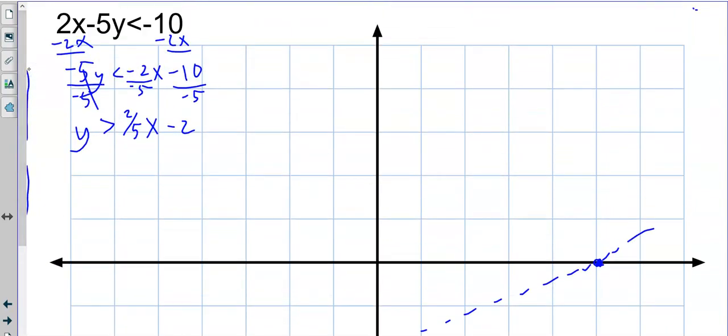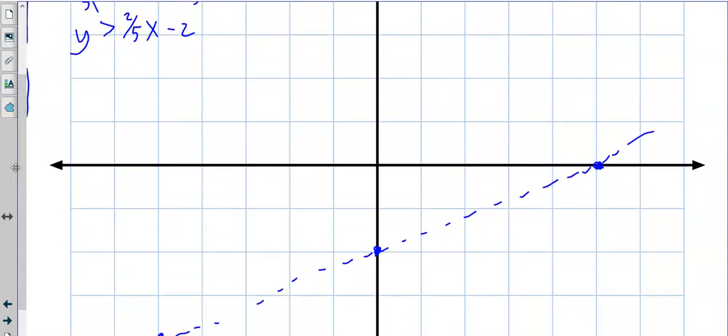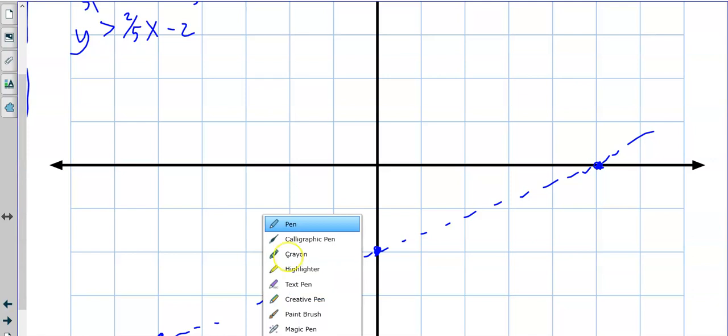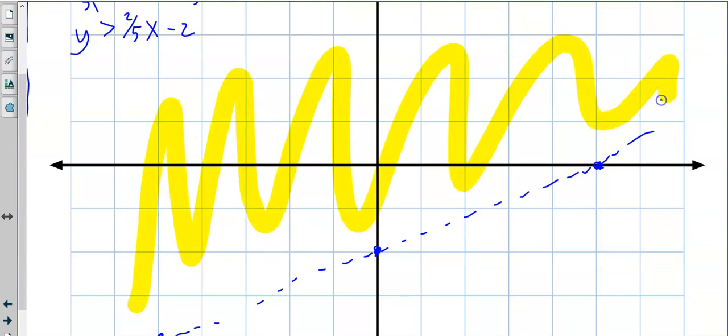Now we have to decide which way to shade. So this is the greater than sign, right? So some students just kind of know where to shade. They're like, oh, well, I'm pretty sure greater than means kind of bigger than, so I think the solutions are going to be bigger than that line. So you shade kind of above that line. And that looks right. But let's just double check.